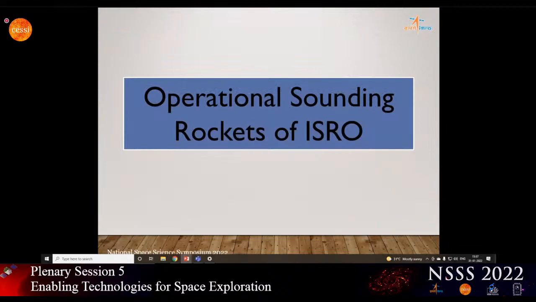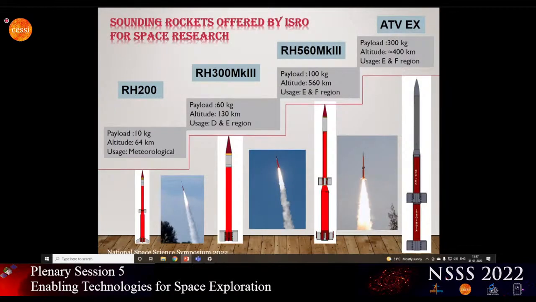So let's see the operational sounding rockets available with ISRO. These are the present operational sounding rockets which we fly based on demands from the scientists, and they provide all kinds of footprints, right from 1U to 4U, with respect to different classes of vehicle.